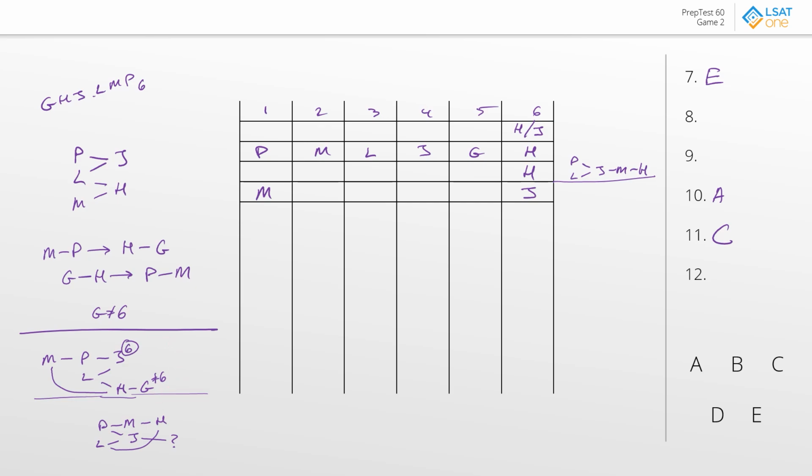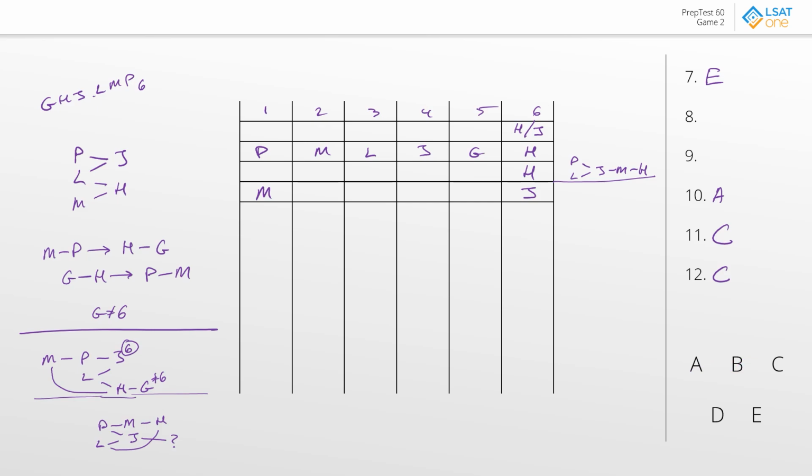So the question asks, which of the following has to be true? G5, and we don't have certainty on anybody except for these guys right now, so that doesn't have to be true. H3, again, we don't know what exactly happens in the middle. J6, there it is. J definitely has to go 6. Best answer for number 12 is C.